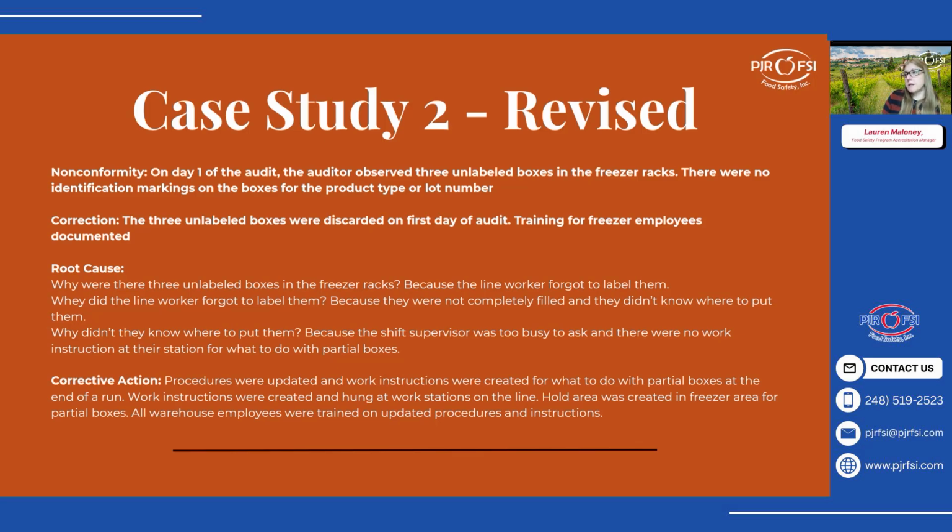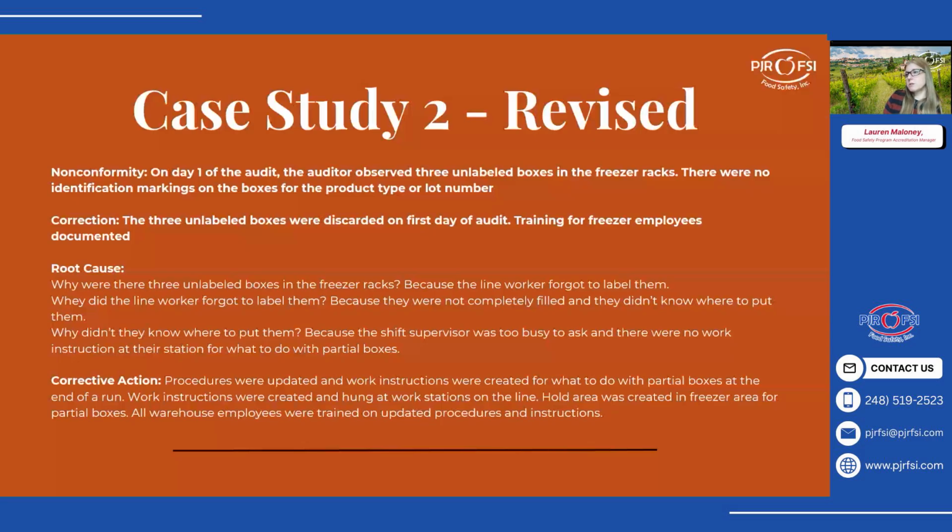Because the line workers forgot to label them. Why did the line workers forget to label them? Sorry, because they were not completely filled and they didn't know where to put them. Why didn't they know where to put them? Because the shift supervisor was too busy to ask, and there were no work instructions at their station on what to do with partial boxes.